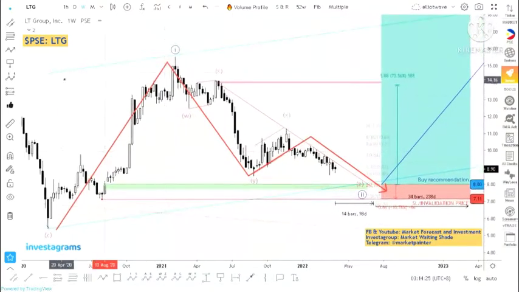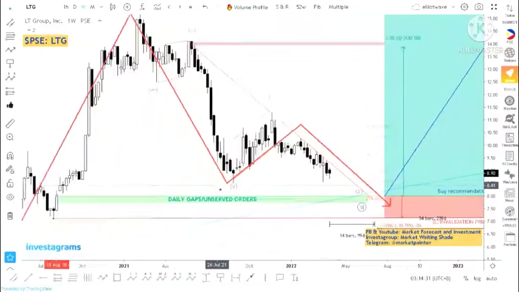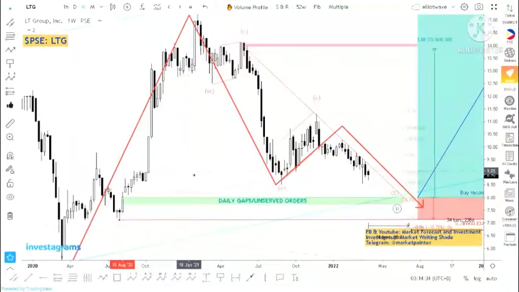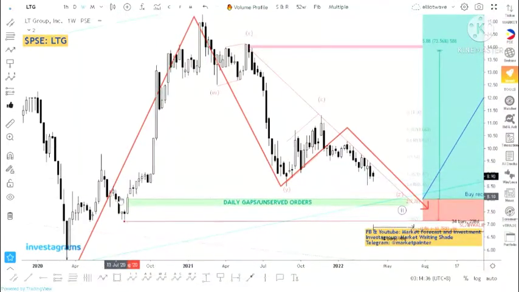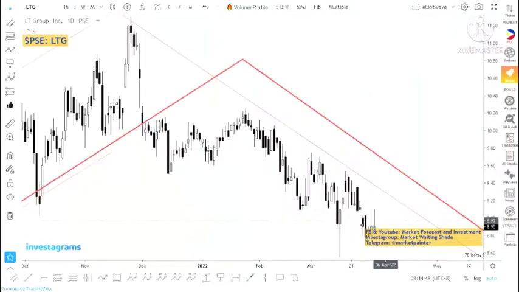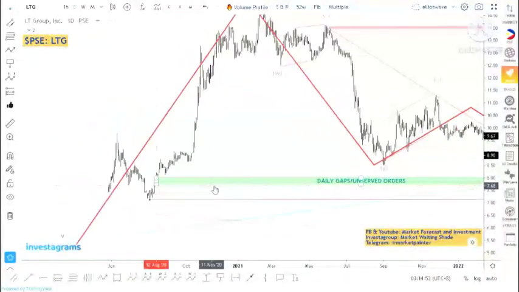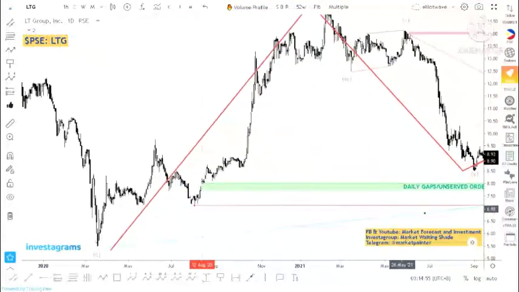So how do we use the gaps? The gaps, as I have mentioned, are unserved orders or unmitigated blocks, wherein the buyers were left behind because of the momentum of the market sentiment. So all of the orders right here, so we shift to daily time frame, all the orders here were left.